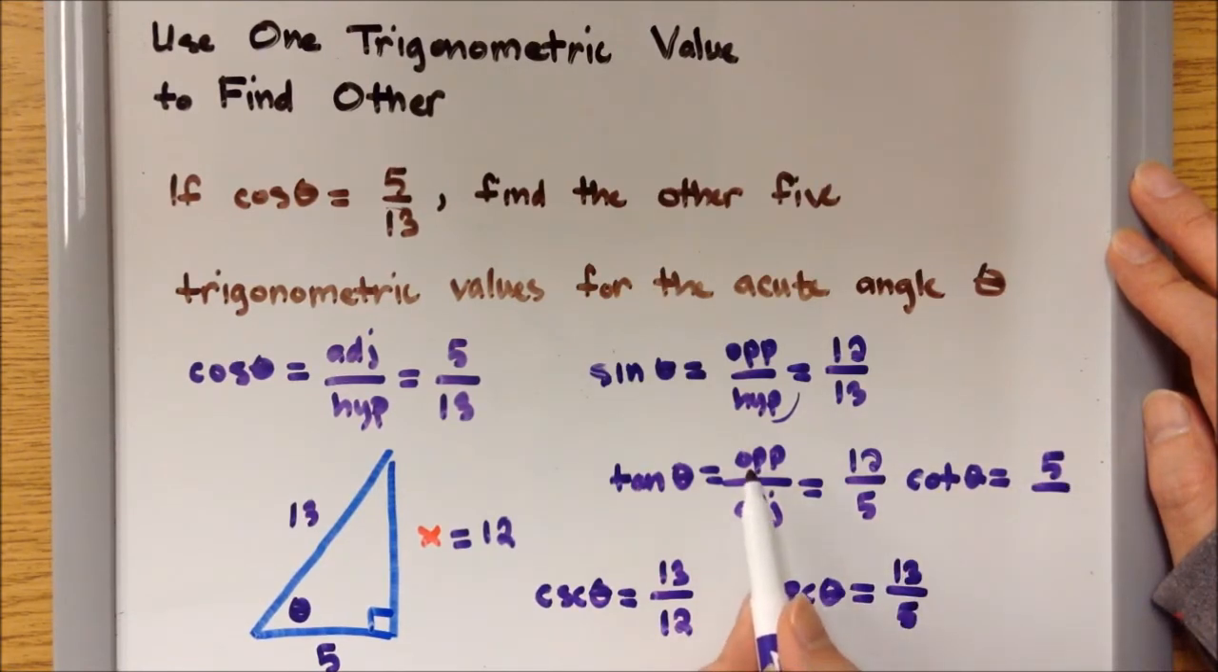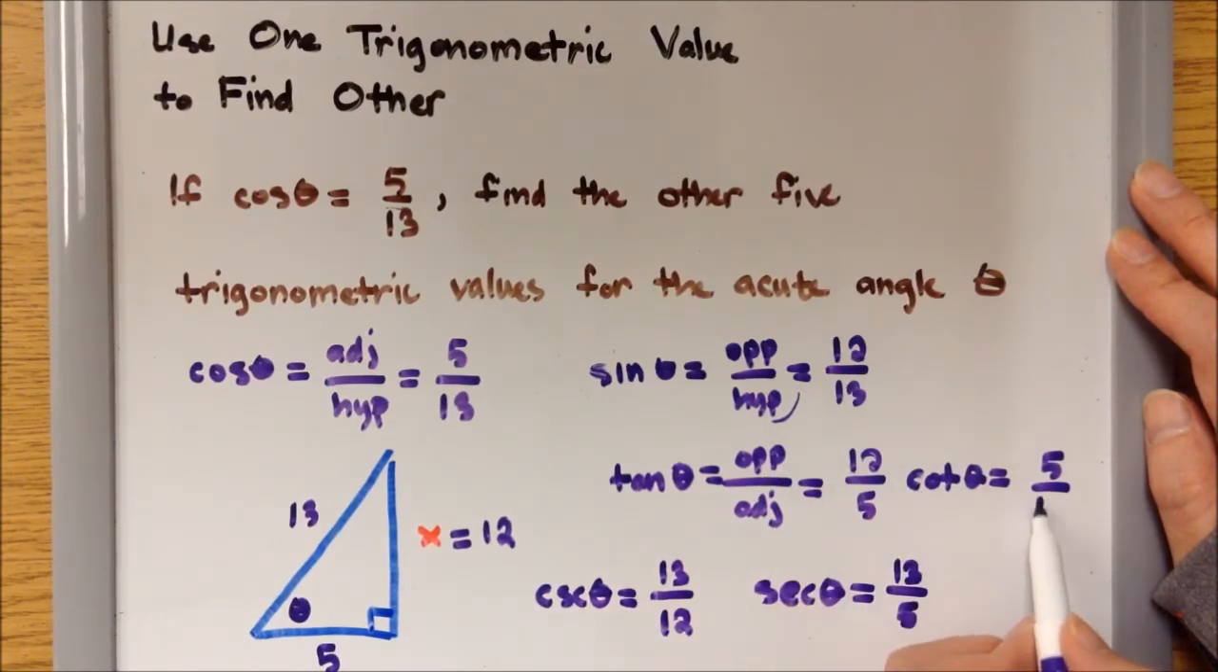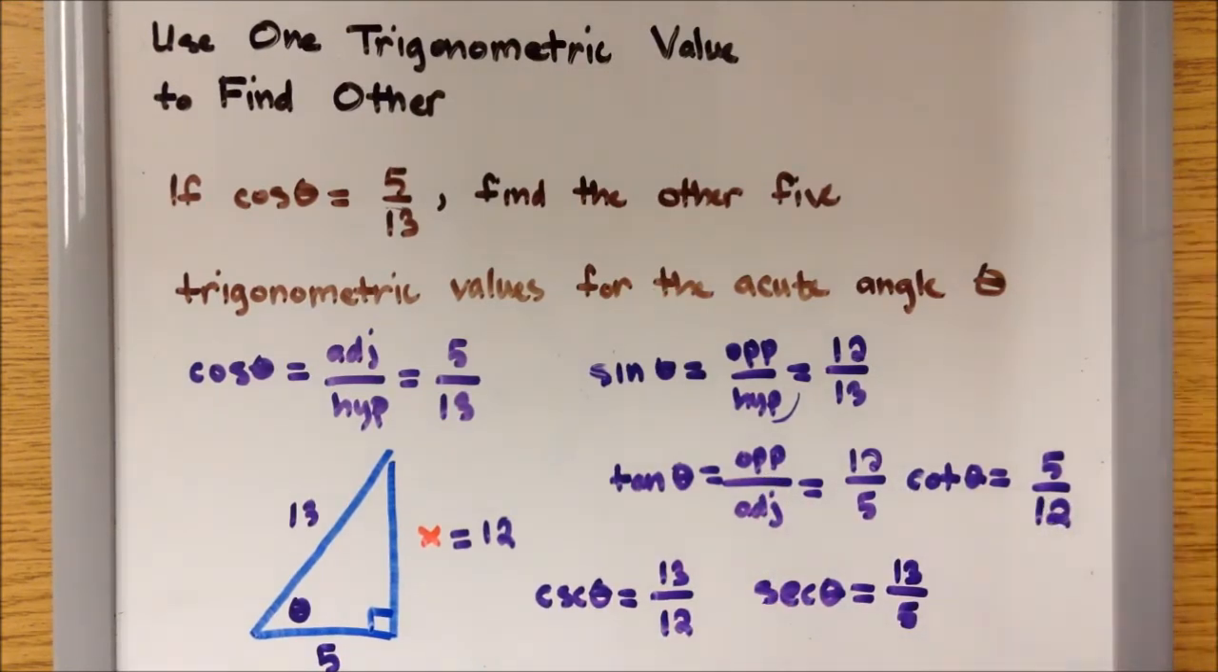And then opposite is on the top for tangent. So for cotangent, opposite is on the bottom, which is 12. So sine theta is 12 over 13. Tangent theta is 12 over 5. Cosecant theta is 13 over 12. Secant theta is 13 over 5. And then cotangent theta is 5 over 12.